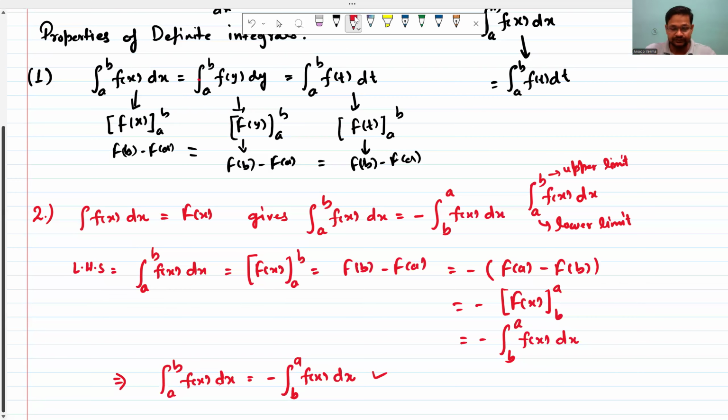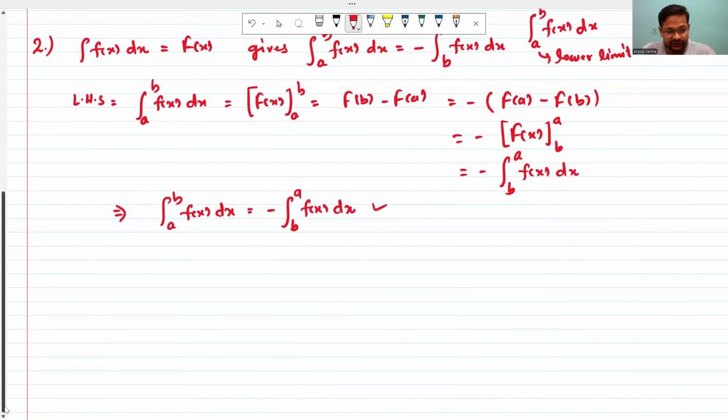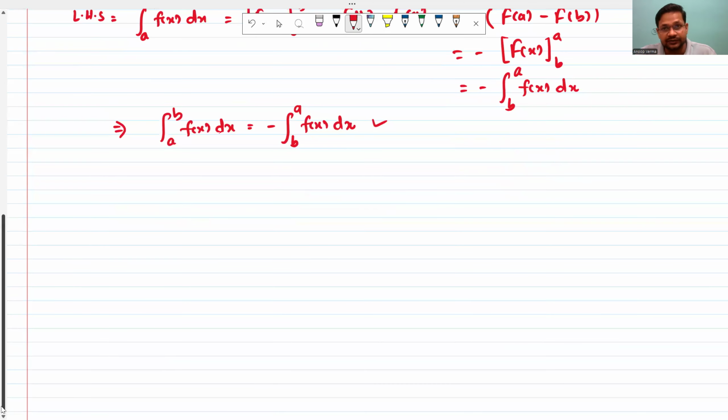So the third one. What is the third property? I'm changing the pen. So the third property is this: integration from a to b of fx dx.